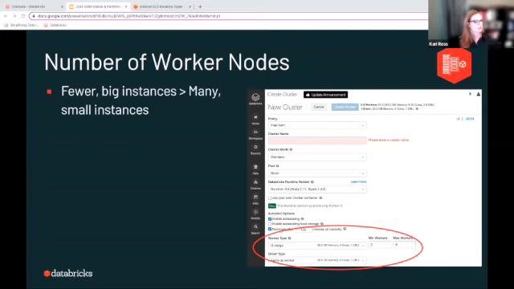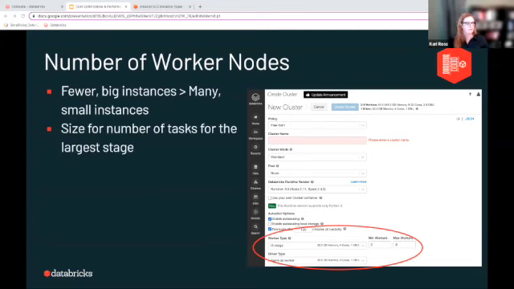We also often recommend that you start with fewer bigger instances rather than many small instances. And this is because a lot of problems or a lot of slowdowns now are actually network traffic.